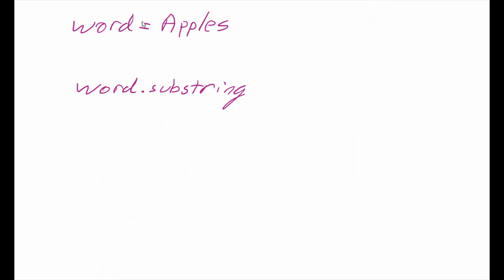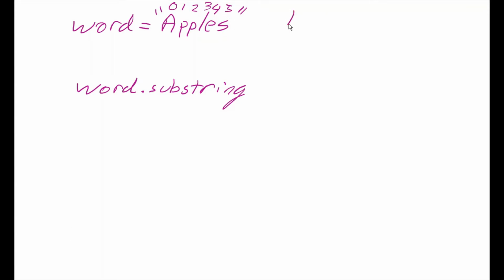So let's say I have a word, and let's say that word is apples, and I want to use Substring to get part of that word. Well, first, just to remind you, the positions of the letters start at 0. So the A is really position 0, then position 1, 2, 3, 4, 5. So the position of the last letter is 5.